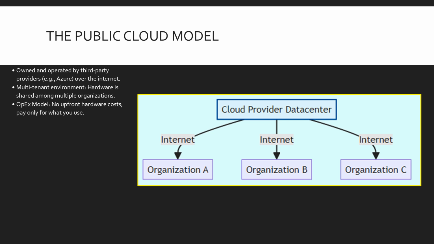This diagram illustrates the definition of a public cloud. The central node represents the cloud provider's data center, which houses the shared physical infrastructure. Arrows pointing outward show that this single source delivers services over the Internet to distinct entities: Organization A, B, and C. This visualizes the multi-tenant nature of the public cloud, where one provider services the general public.